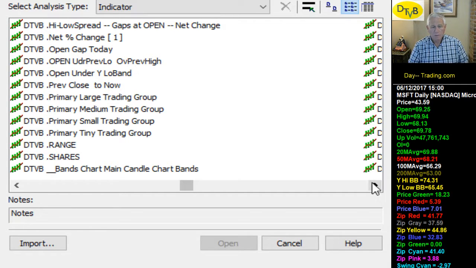Here's some primary large trading groups. These are just some indicators that we created. Basically, the large one has like 10 of them, and the medium one and small, it just goes farther down. These are designed to work with the 22 market force recognition indicators, because you can only load 30 indicators onto the radar screen at one time, and so those were created for that purpose.